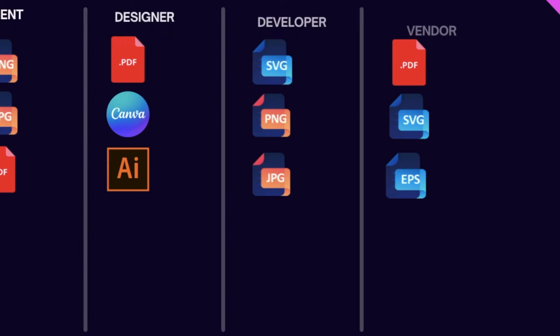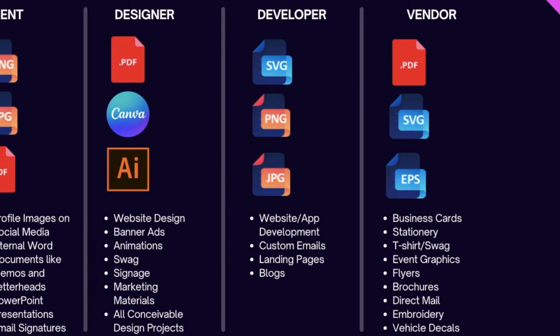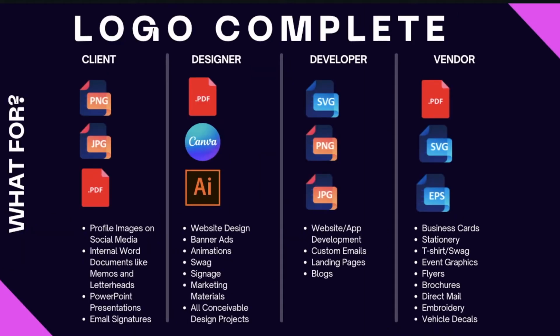And the last person that might need your design would be a vendor. So your customer wants to put their logo design on their window at their shop, or a t-shirt, or printing, or stationery, or flyers, or etc. You need to send them a PDF file, that SVG file, and the EPS file. So with the EPS file, you find this on Adobe Illustrator, and it is also a vector file that is used with a high quality image for printing. So you can send them that.